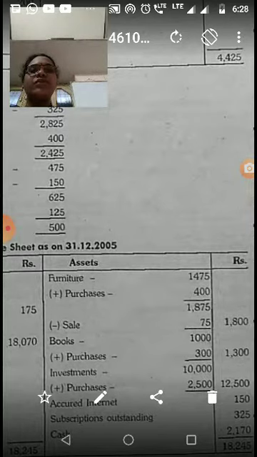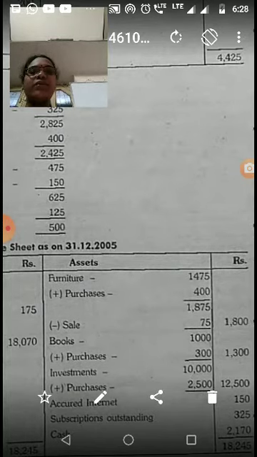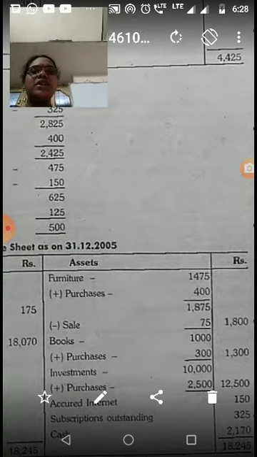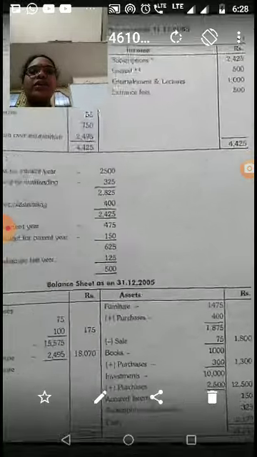Books 1000. Add purchase of the books 300, that is 1300. Investments is 10,000. Add purchase of investments 2500, 12,500. Accrued interest is given in the problem, 150. Subscriptions outstanding 325, given in the adjustment. Cash, closing balance of cash is 2170. The total of both sides is 18,245.